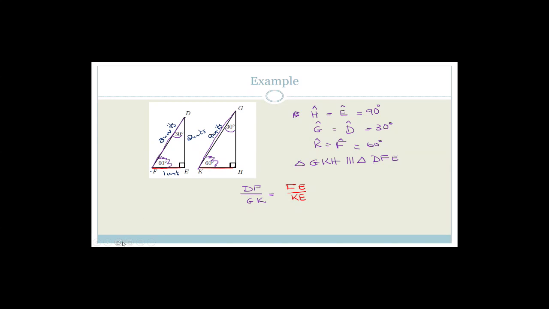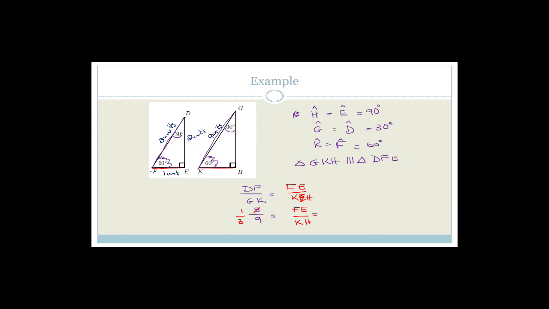Then I could say, well, DF is 3 units long. GK is 9 units long, so it's 3/9. That's the same ratio as FE to KH, okay? So what is 3/9? 3/9 is the same as 1/3. I'm just dividing both 3 and 9 by 3, okay? So the ratio is 1/3, right?